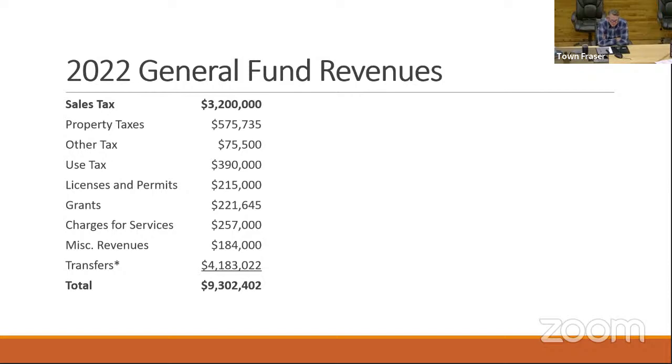We also charge for certain services within the town. For example, we rent out the historic church. There are other charges for services. For example, the drop is a great example, and Michael's going to talk about that in more detail. And those charges for services will account for about $257,000.